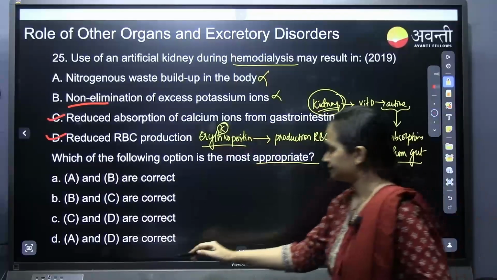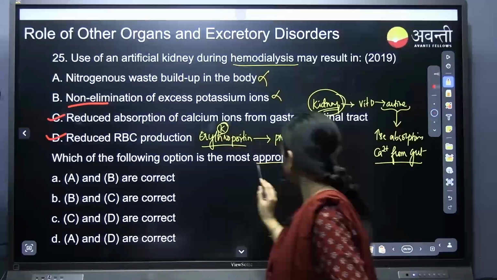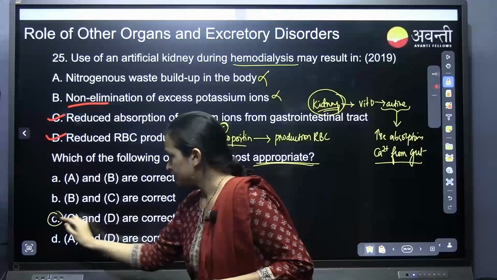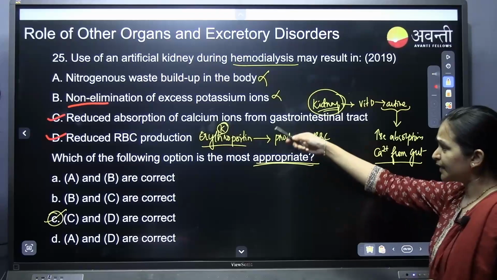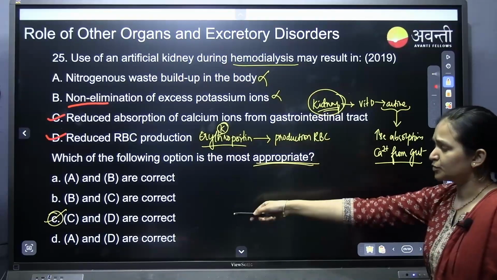So C and D. We need to find the most appropriate, yes, that is C. The statements C and D are correct. Option C is correct.